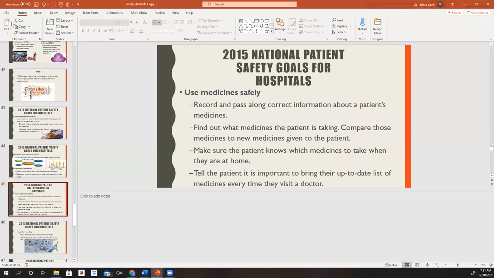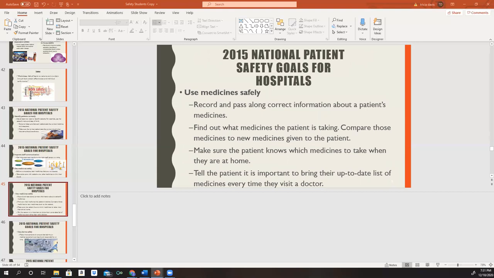So now we have... All right, they want you to use medicine safely, so record and pass along correct information about a patient's medicines. You want to find out what medicines the patient is taking and compare those medicines to new medicines given to the patient.